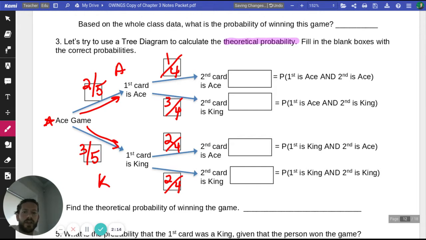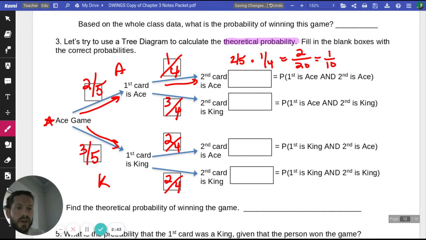So for the probability to get an ace and then an ace, we'll take the probability of getting an ace the first time, that 2/5, and multiply it by the probability of getting an ace the second time, that 1/4. So we have 2 over 5 times 1 over 4, we'll multiply across, so we'll have 2 over 20, which reduces to 1 out of 10. So we can say it's 1/10 or 0.1.